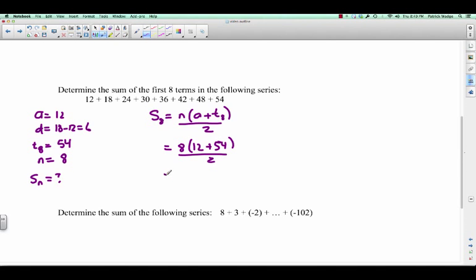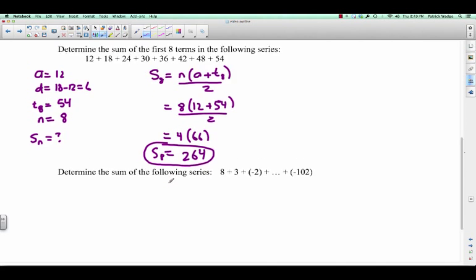You could do this in a bunch of different ways. You could actually divide the 8 by 2 right now if you want. I mean, you can use your calculator, whatever you want. 12 plus 54 is 66. So if you multiply 4 times 66, you get 264, and that's your answer. The sum of those 8 numbers, if you were to add them together, is 264.